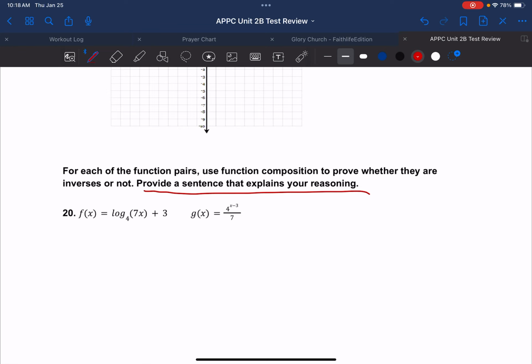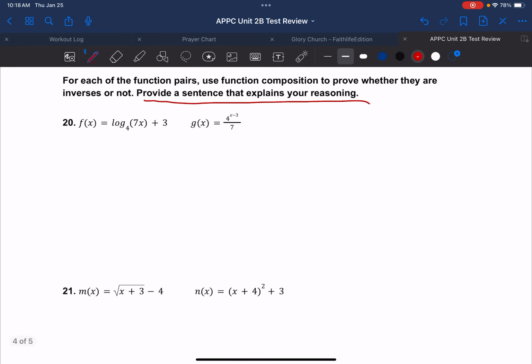So when I look at this then, remember you have to prove composition both ways. You have to prove that it works both ways. If it fails one way, then it doesn't work both ways, so you can stop there. So I'll show you what I mean in a second. So the first, I'm going to do f of g of x. So I'm going to write f of x first.